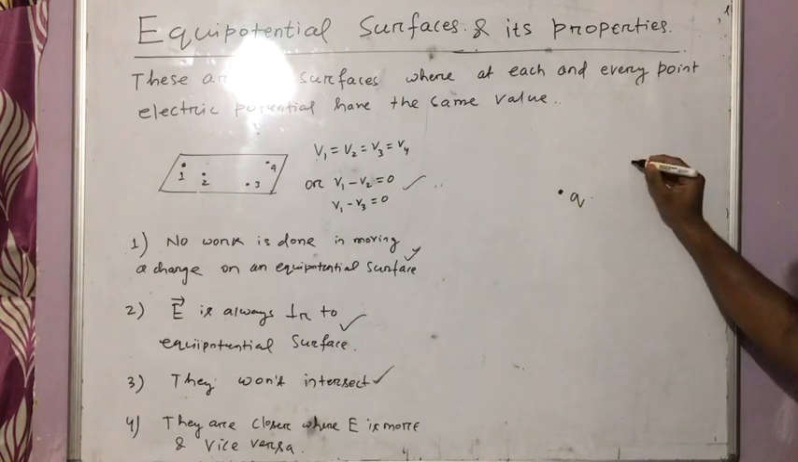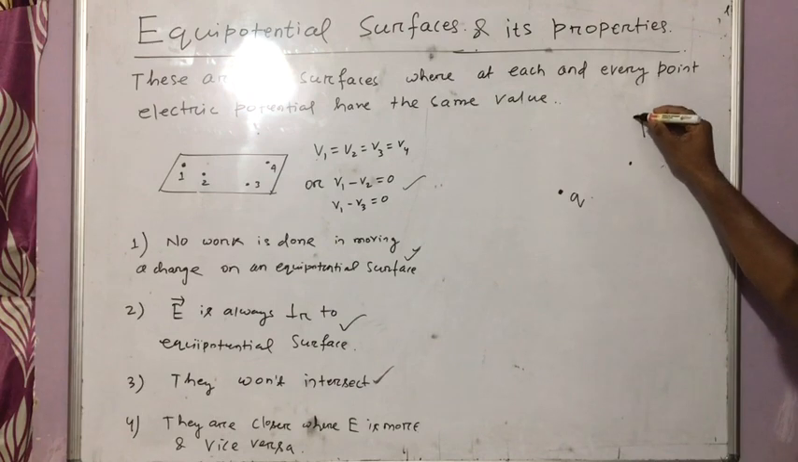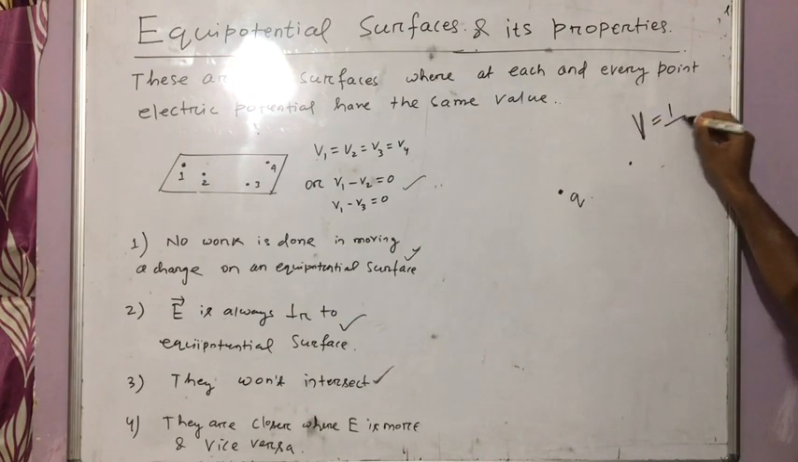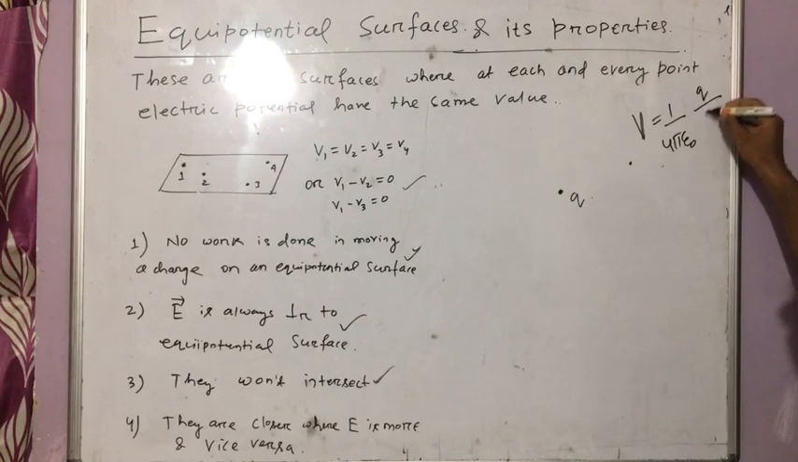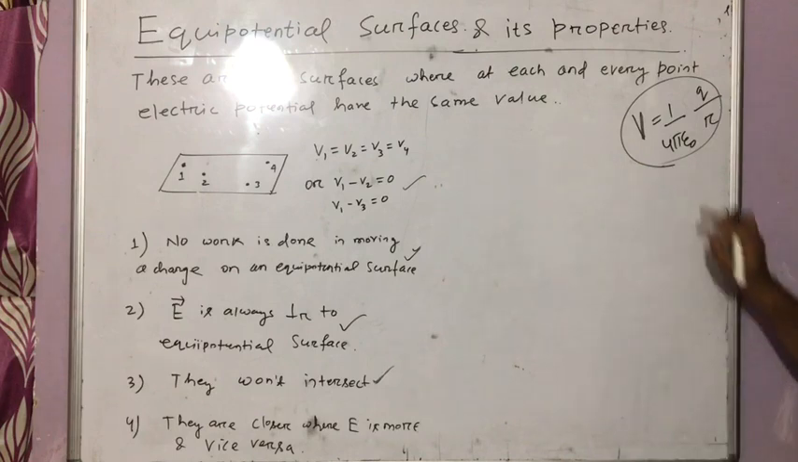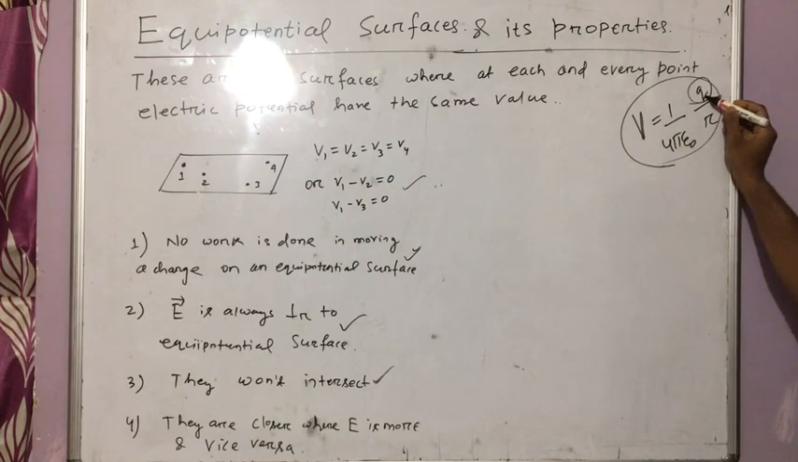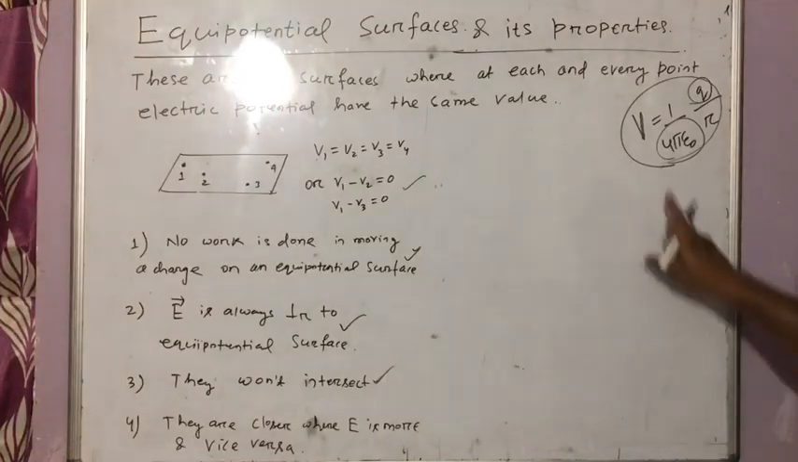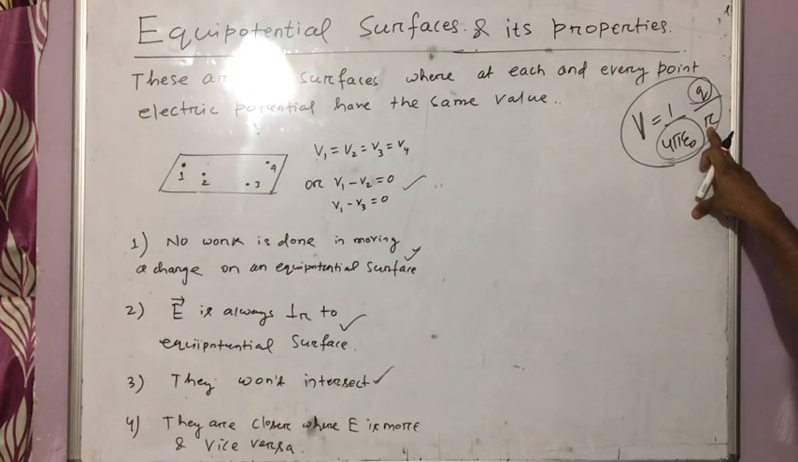For a point charge at some distance, let's say r, the value of the potential V is given by 1 by 4 pi epsilon naught times Q by r. It is the formula for your potential because of a point charge. It is clear, for a particular charge, the magnitude of Q is fixed. 4 pi epsilon naught value is also fixed. Means V will be constant at a particular distance.